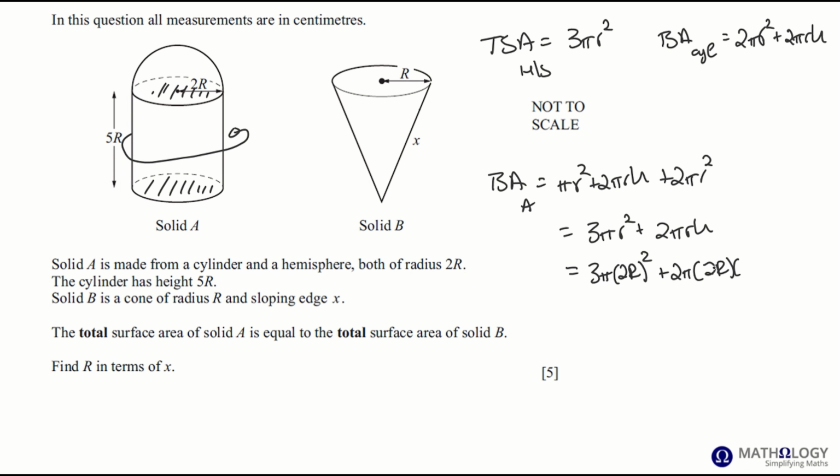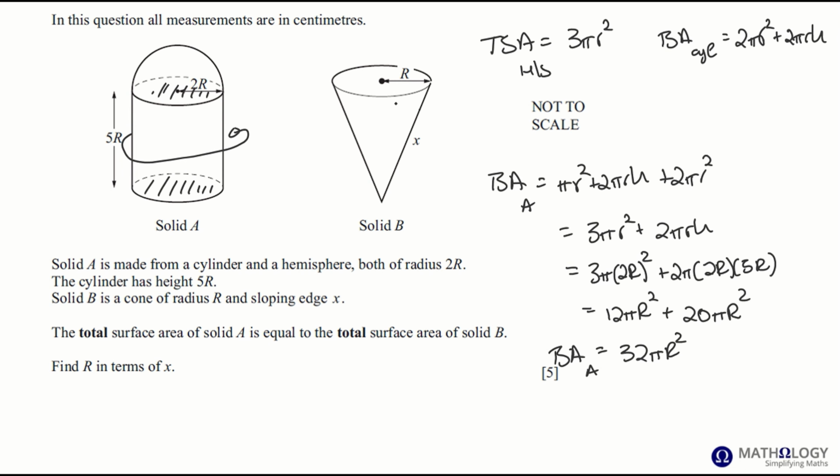The height of that cylinder is 5 uppercase R. That's going to be 4 times 3, that's 12 pi R squared plus 5 times 2, 10 times 2 is 20 pi R squared, and that equals 32 pi R squared. This is now the total surface area for A.